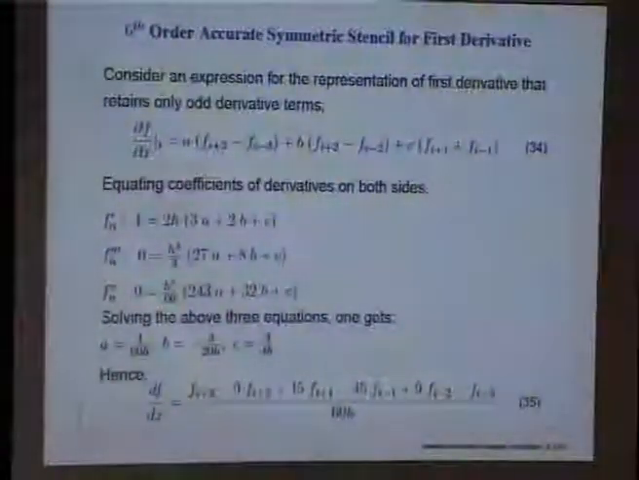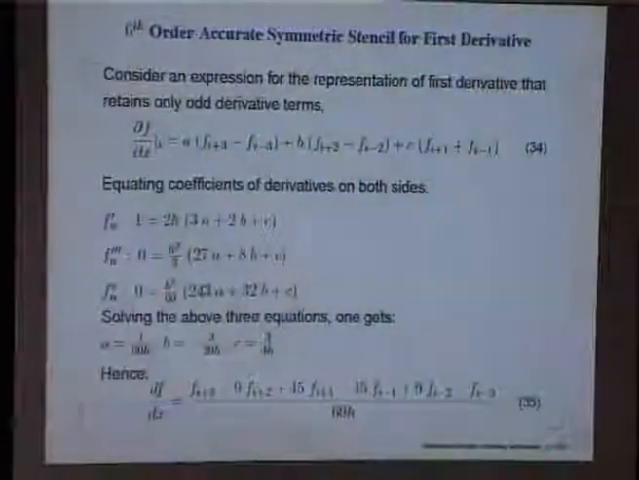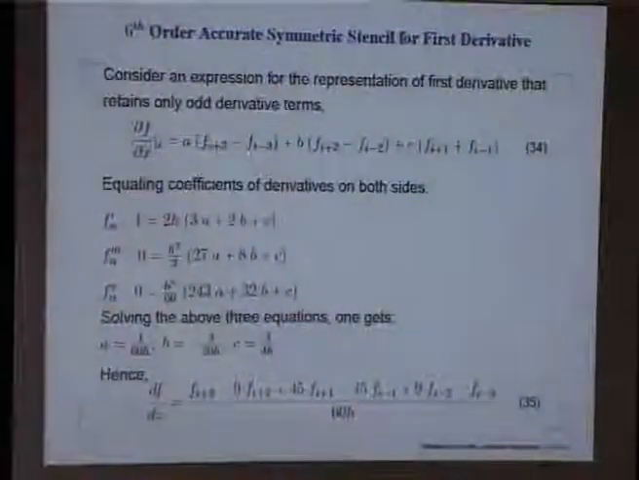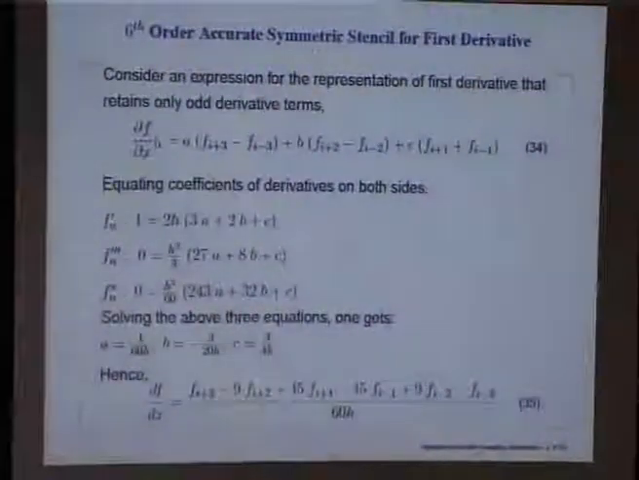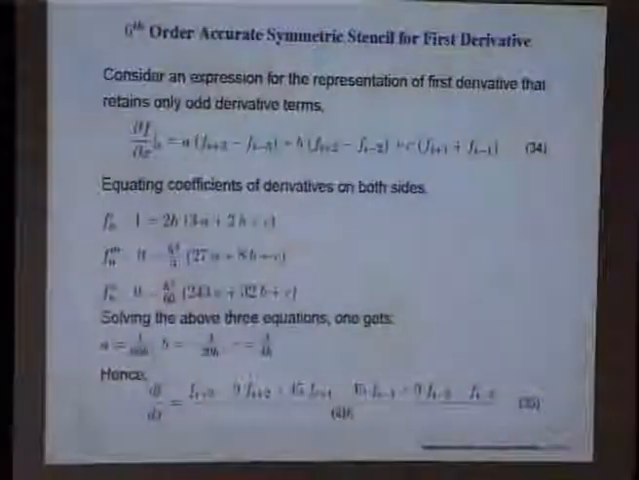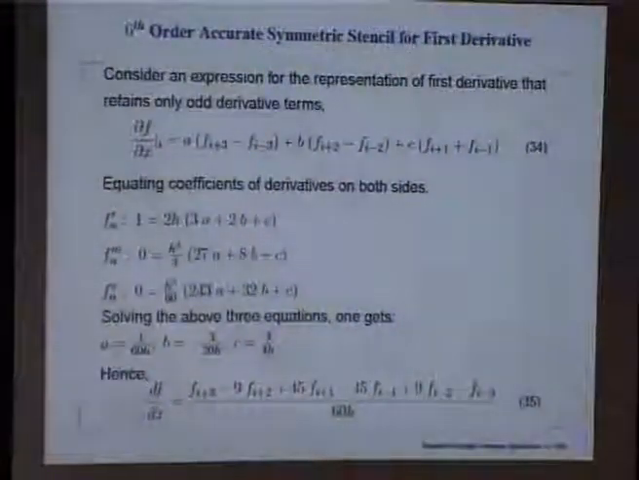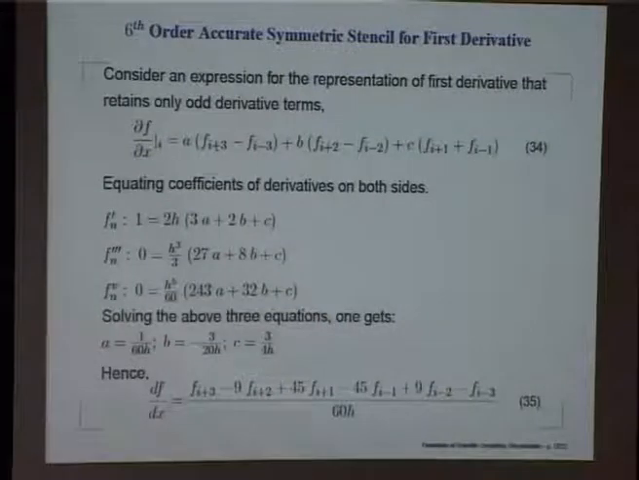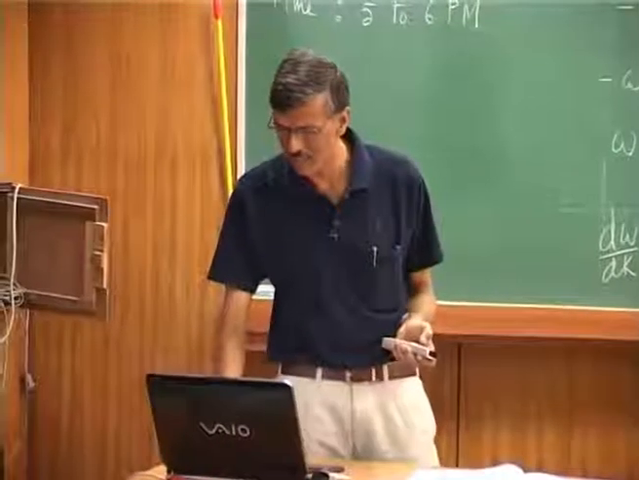Yes. What I did on the right hand side, I just simply wrote a Taylor series. So, we are writing the Taylor series about the ith node, right, because the left hand side first derivative is at the ith node, right. So, once you do that, you are basically equating the coefficients on either side, and once you have 3 equations, 3 unknowns, you solve them and this is what you get. So, this is a 6th order accurate stencil for first derivative.